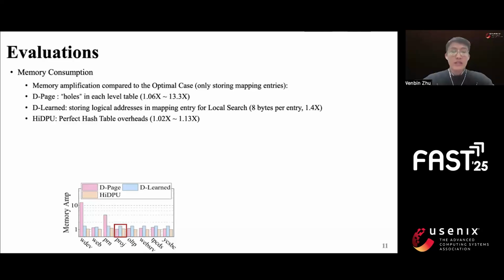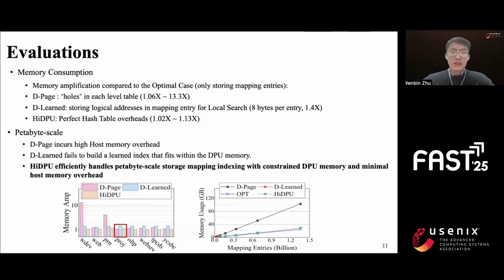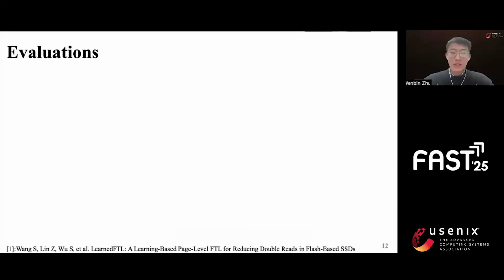One exception is the Prxy project, where DPage has lower memory overhead because this trace is mainly composed of large files, leaving few holes in the page table. We then expanded the test set to petabyte scale storage to test the scalability of all indexes. With the extended traces, both DPage and HiDPU successfully construct and offload their indexes into the DPU. However, the number of holes in DPage also increases as the dataset grows, leading to significant CPU memory waste. On the other hand, as the dataset expands, dlearned quickly fails to construct learned indexes that could be offloaded into the DPU.